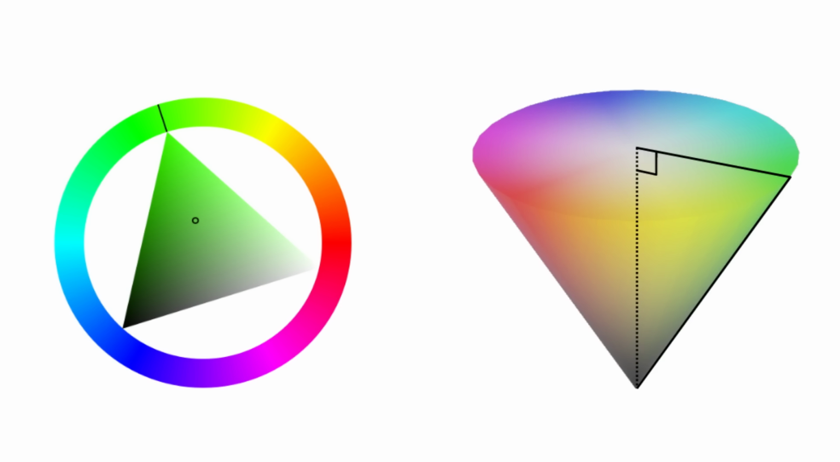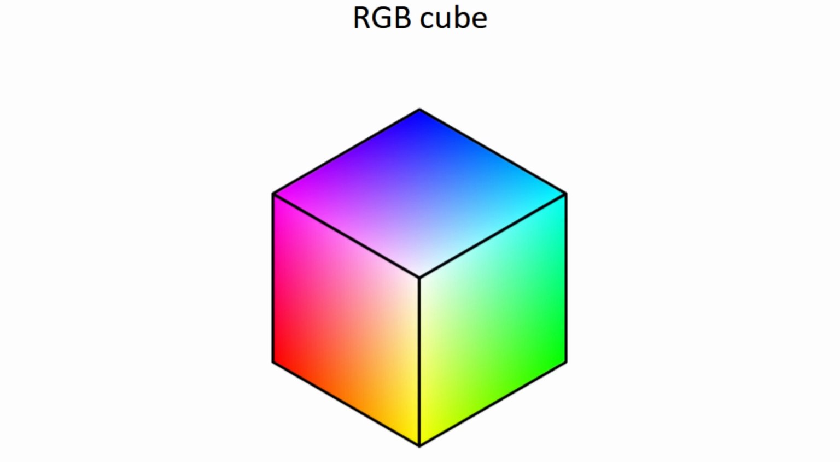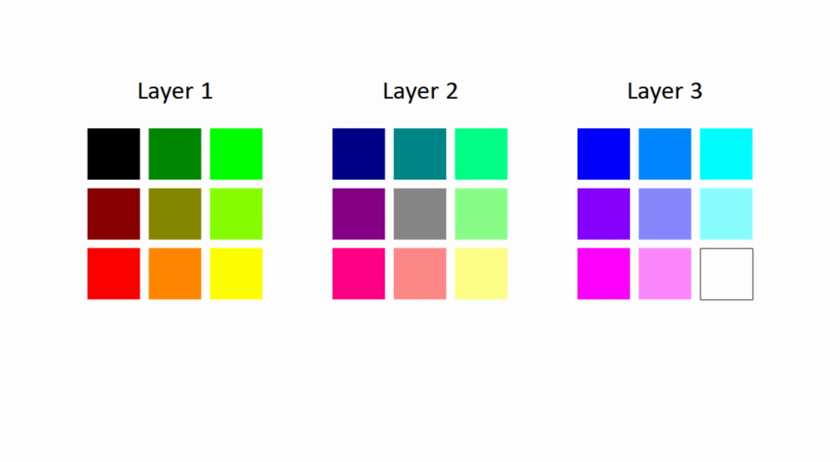And if you've ever seen a color picking tool like this, it basically takes a cross-section of the cone at the desired hue. Now that we have a great way to pick colors, let's make a color scheme. So the RGB cube is a great place to start because we can take a 3x3x3 grid of points and it gives us 27 colors.